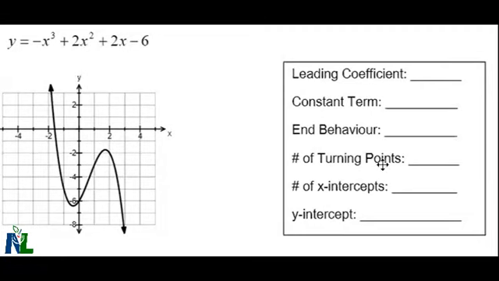In this example, we'll be reviewing the characteristics of a cubic function. So remember, a cubic function needs to have an x cubed term, and the graph has this shape, or a shape similar. So in this case, I need to find the leading coefficient, constant term, end behavior, number of turning points, number of x-intercepts, and y-intercept.